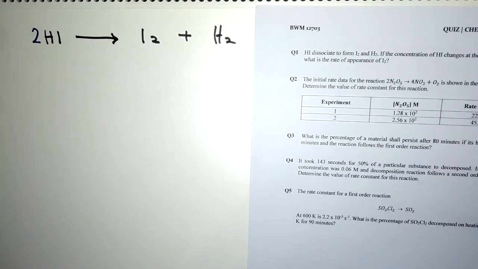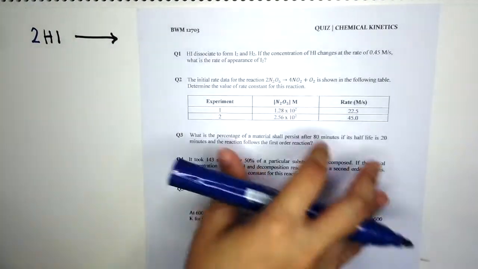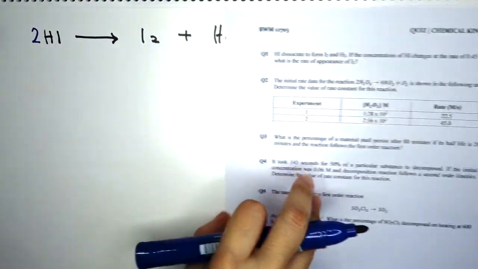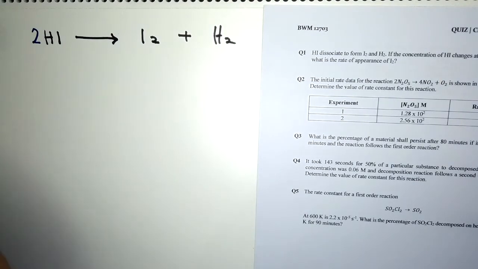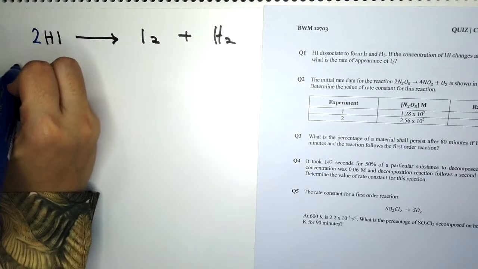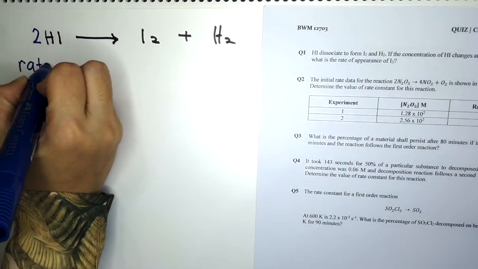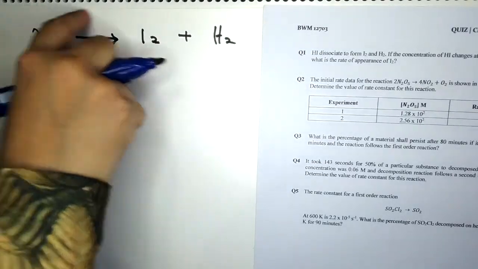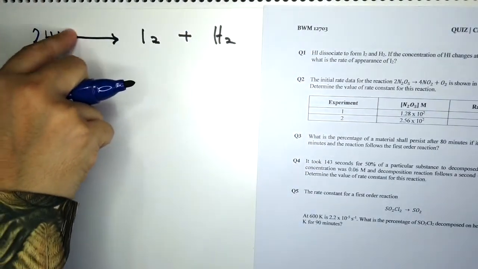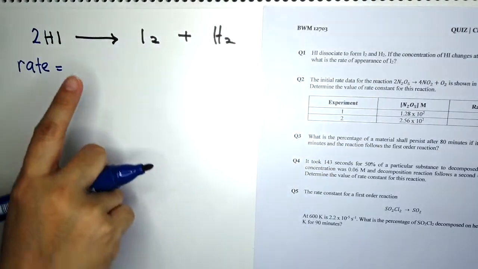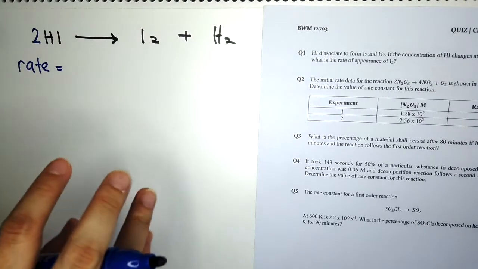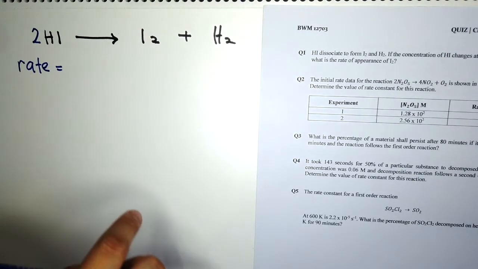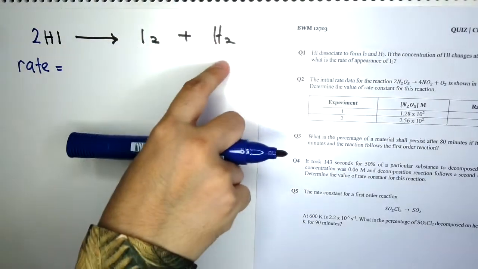Up next, you were asked to find the rate of appearance for the iodine. So when you want to write the rate of appearance, what you need to do is write the rate expression. The rate expression is equivalent to, okay, you need to differentiate between the reactant and the product. Whatever is in the reactant must have a negative sign, because the amount of the reactant will diminish as they are producing the product.